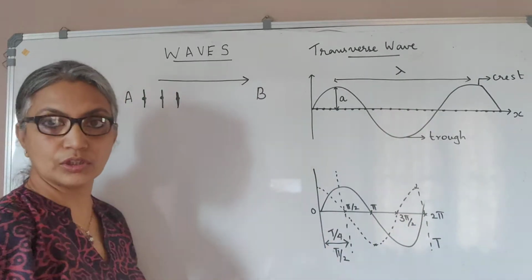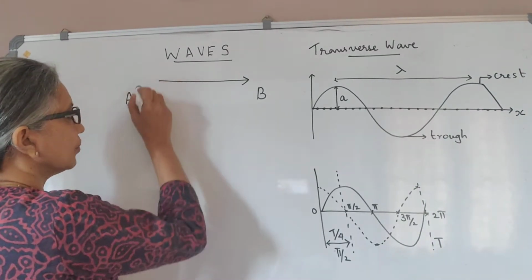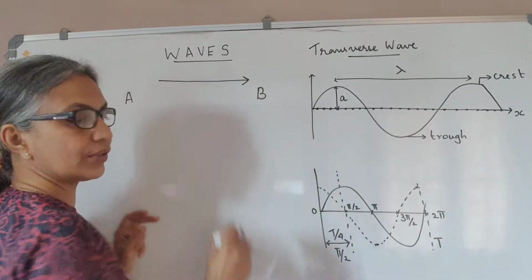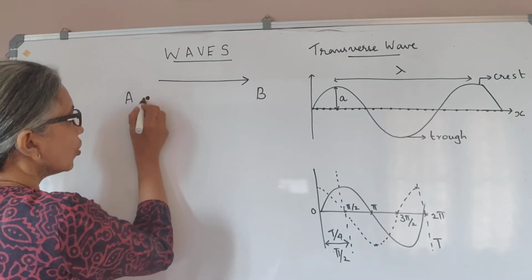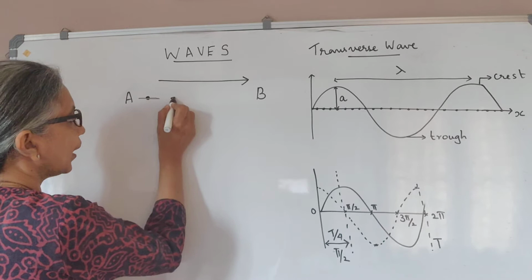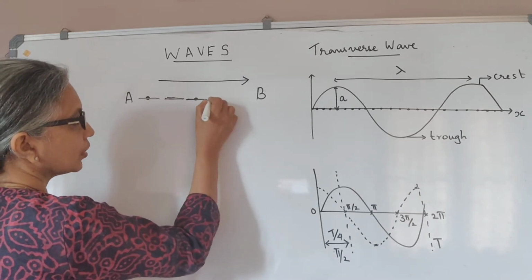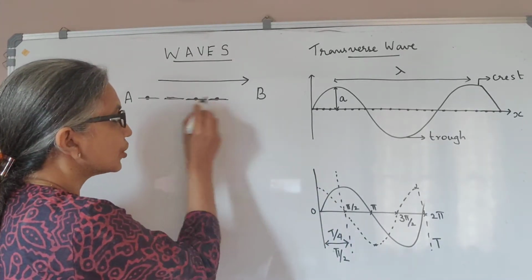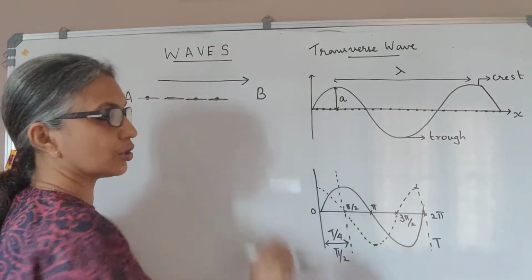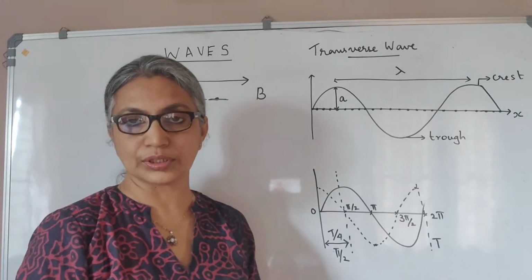Now if you talk about a longitudinal wave, imagine the sound energy is traveling from A to B, but the particles of the medium oscillate in a direction parallel to the direction of propagation of the wave. So these particles are also set into oscillation, but the direction of oscillation is parallel to the direction of propagation of the wave. Such a wave is what you call a longitudinal wave.